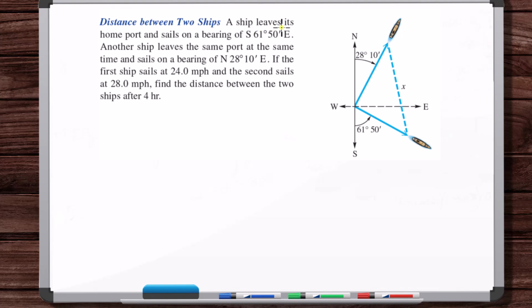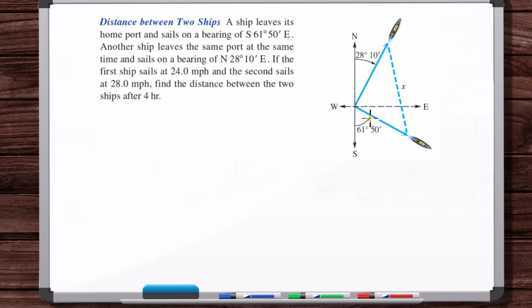A ship leaves its home port and sails on a bearing of south 61 degrees, 50 minutes east. Another ship leaves the same port at the same time and sails on a bearing of north 28 degrees, 10 minutes east. If the first ship sails at 24 miles per hour and the second sails at 28 miles per hour, find the distance between the two ships after 4 hours.